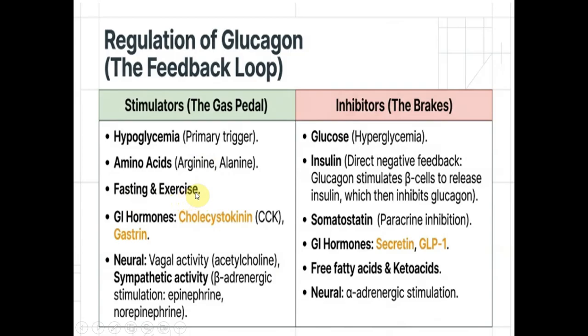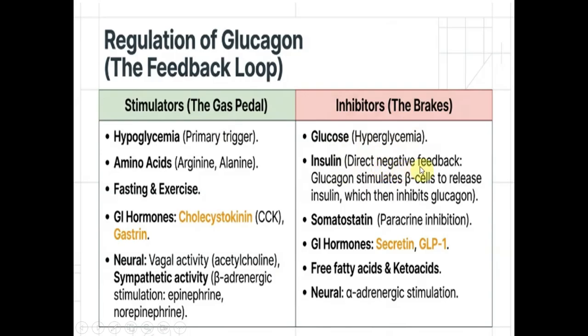Fasting and exercise, in which we experience hypoglycemia. Then GI hormones like cholecystokinin and gastrin stimulate glucagon release, along with vagal activity like acetylcholine, and sympathetic activity, that is beta-adrenergic stimulation, epinephrine and norepinephrine. They are the stimulators of glucagon release, while the inhibitors are glucose, that is, when the blood glucose levels become high in the state of hyperglycemia.